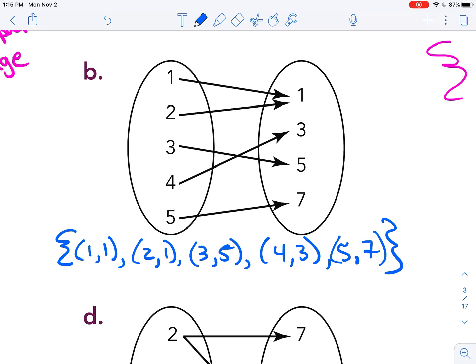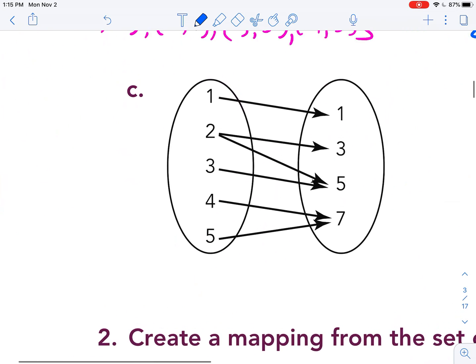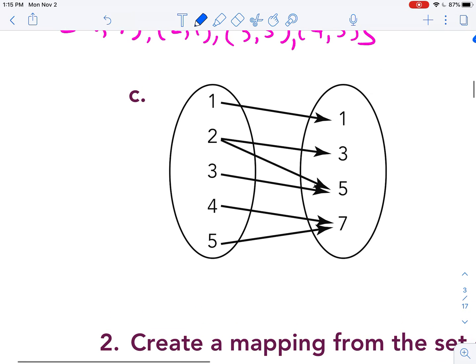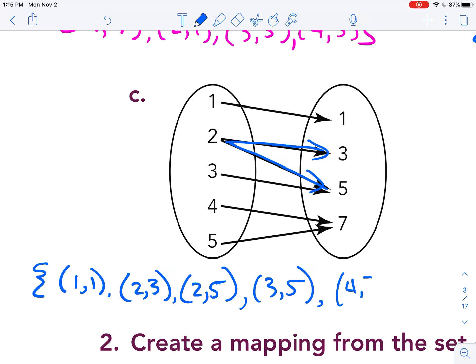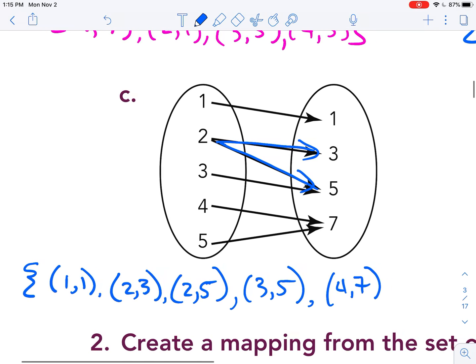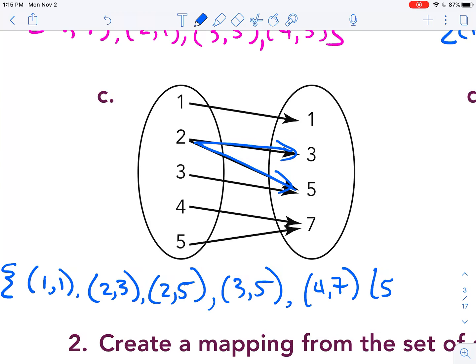Okay. So then we're going to go to this one. And we're doing the exact same thing. 1 goes to 1. 2 goes to 3. 2 also goes to 5. Do you see how it has 2 different arrows? It goes to both of those. 3 to 5. 4 to 7. And 5 to 7.